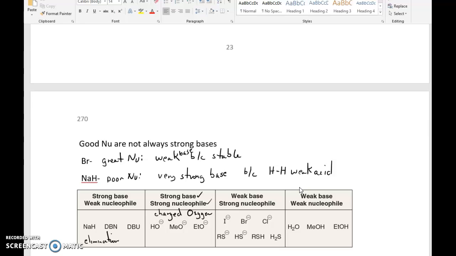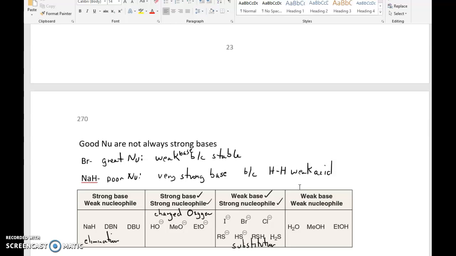The next category is weak base and strong nucleophile. And here we find large atoms that are able to stabilize the charge, making them a weak base, but having a charge makes them a strong nucleophile. And so we would expect these to be involved in substitution. And then we have the compounds that are neither. They're a weak base and a weak nucleophile.